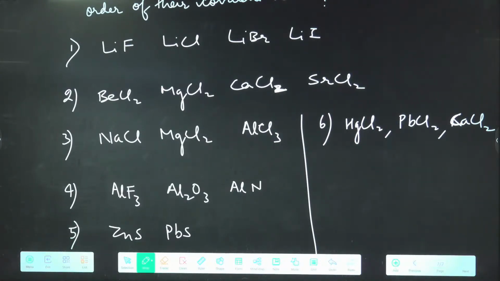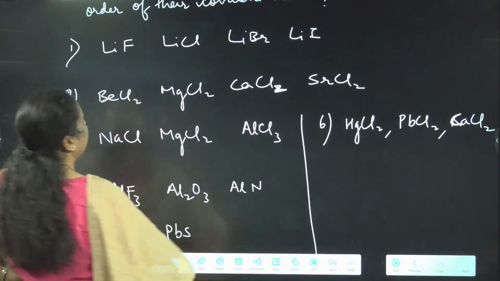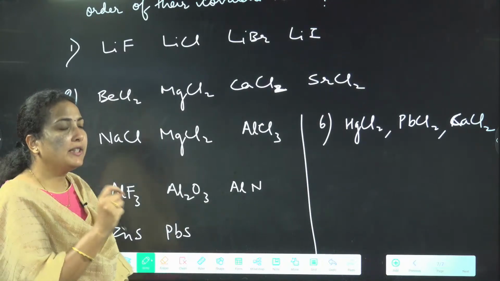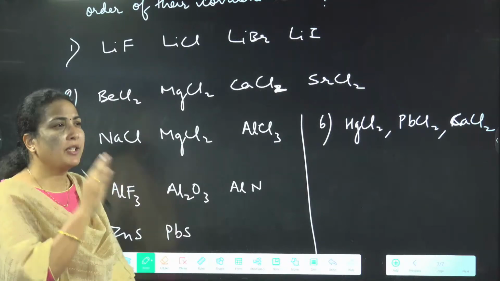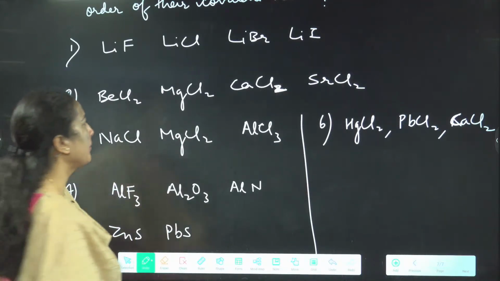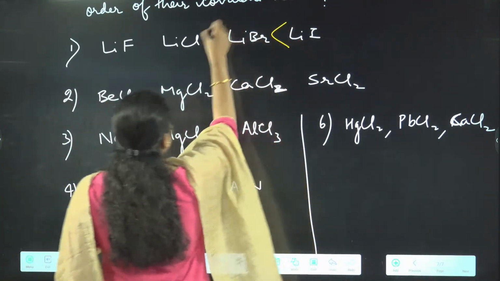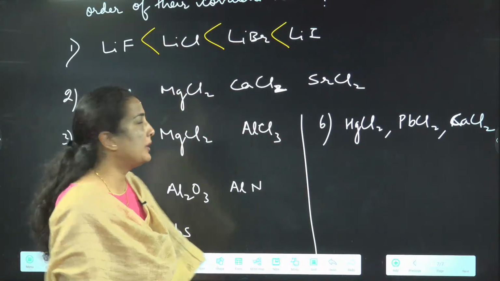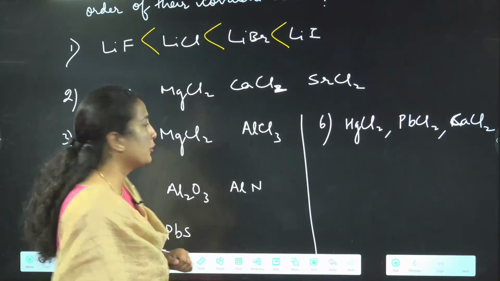I hope it is done. Yes or no? See, in the first case, the Li+ cation is constant, fixed. The only thing is the anion size is increasing: F-, Cl-, Br- and I-. So if anion size increases, more polarization is possible, right? More polarizability and hence covalent character is going to increase.